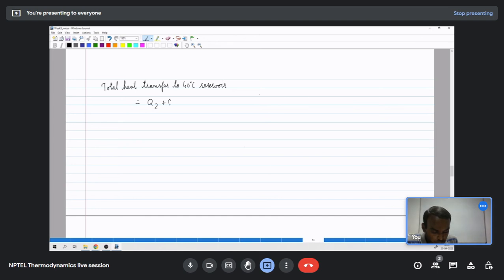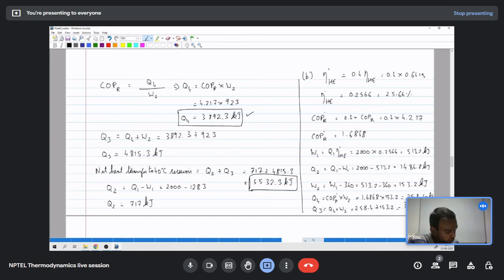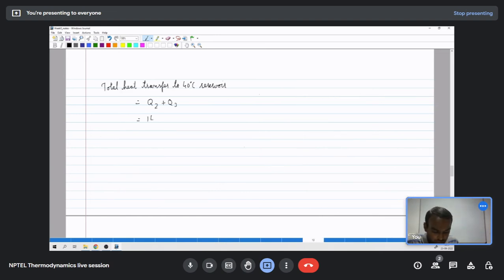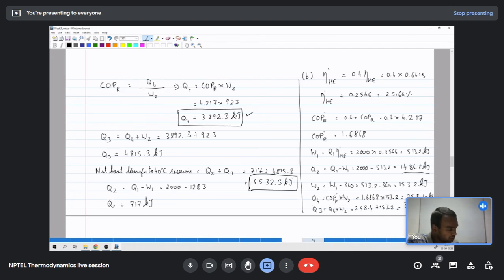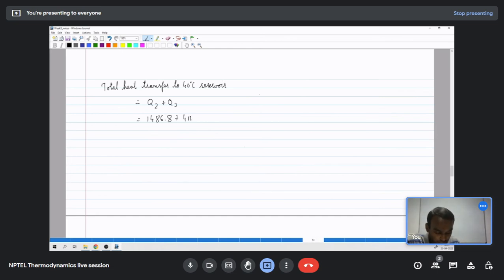Q2 plus Q3, and we had Q2 as 1486.8 plus Q3 is 411.6. So this is 1898.4 kilojoules. I hope the problem is clear.